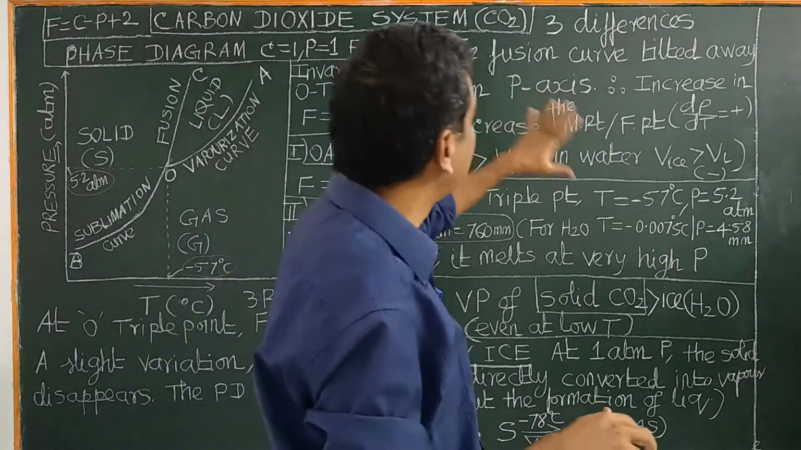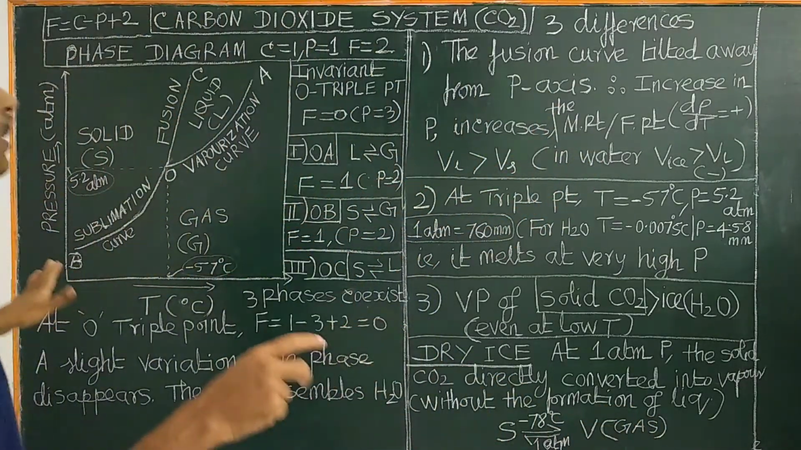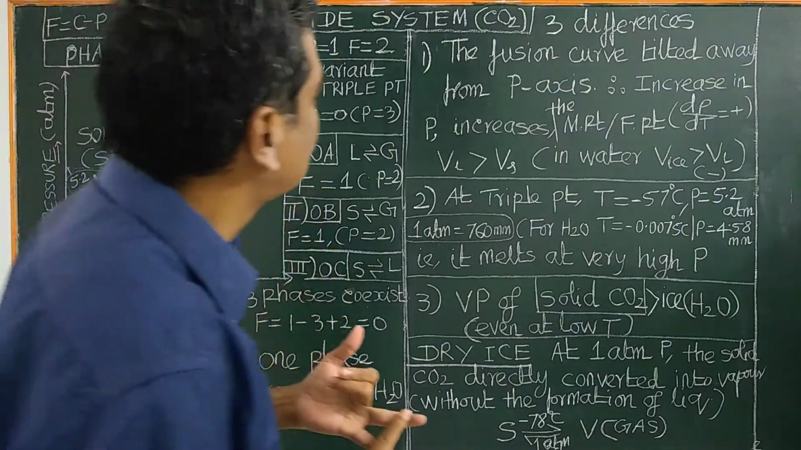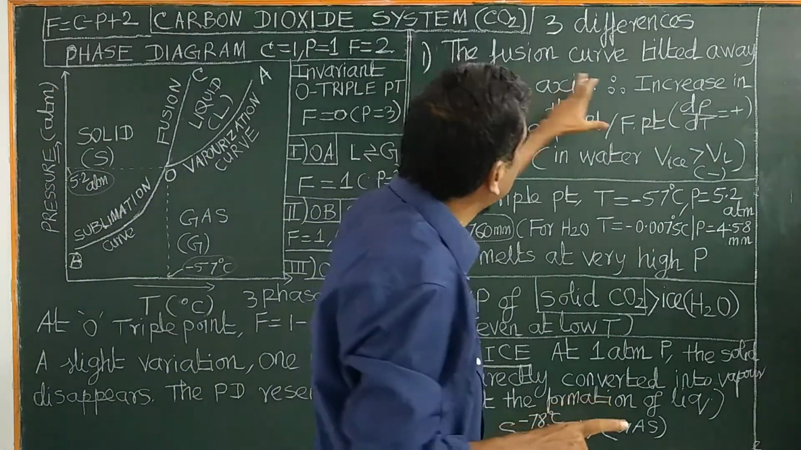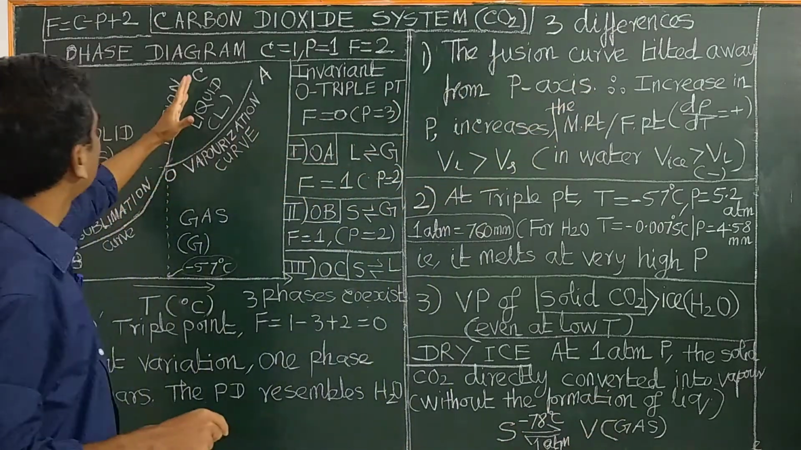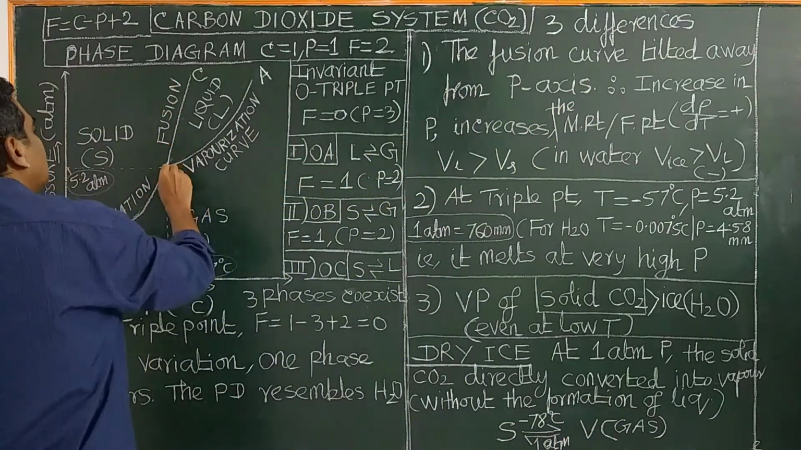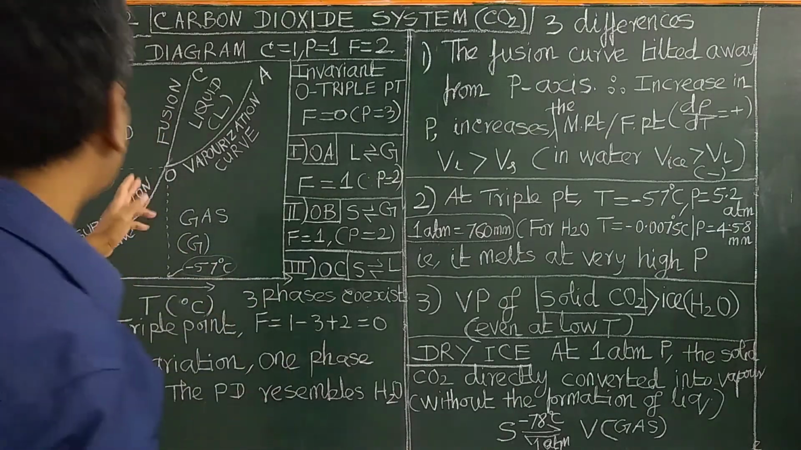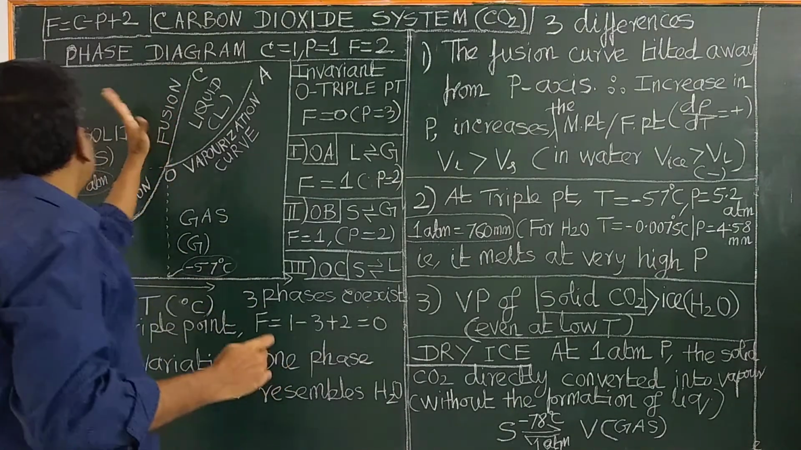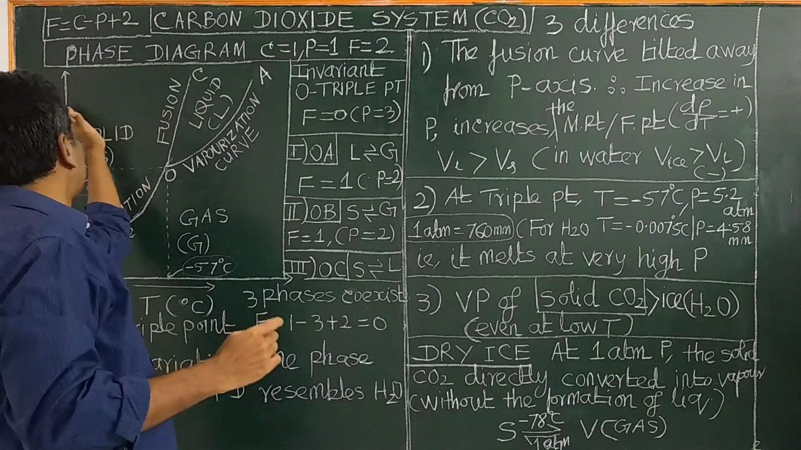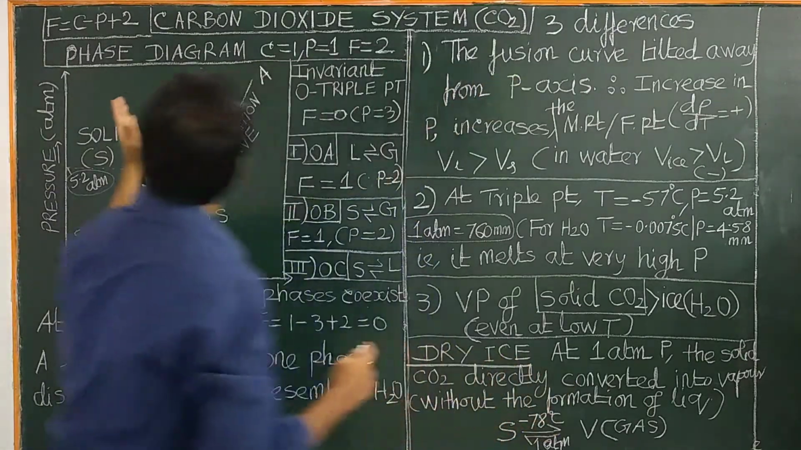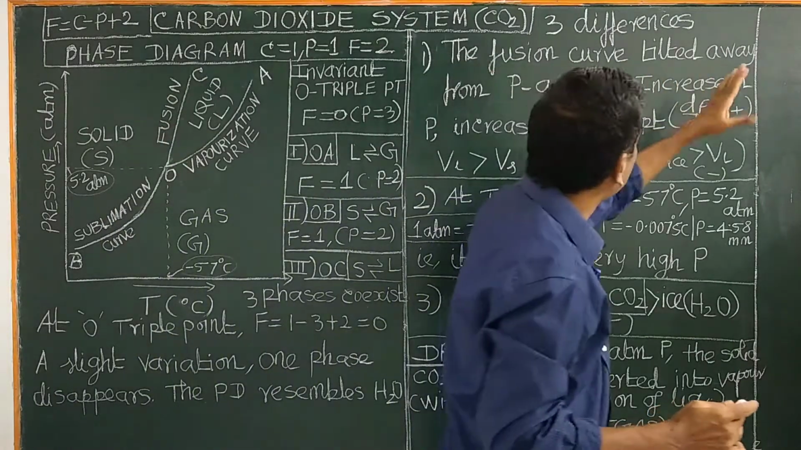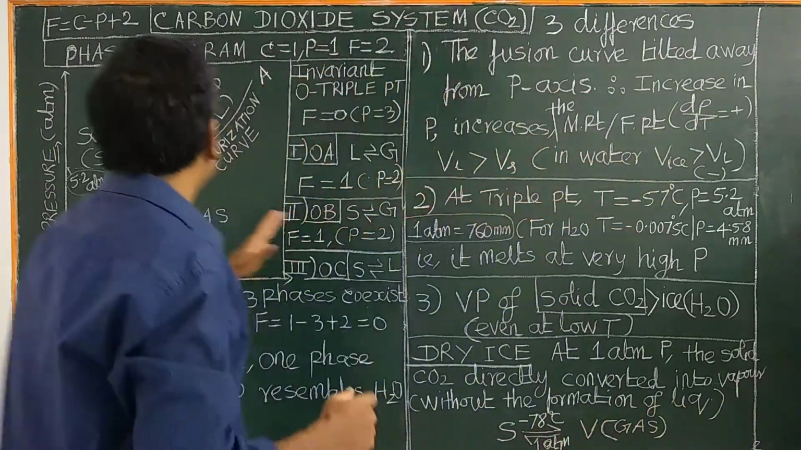Let us now see the differences. There are 3 differences between the carbon dioxide system and the water system. We will see them one by one. The fusion curve or melting curve in the water system is tilted towards the pressure axis. Here it is tilted away from the pressure axis.